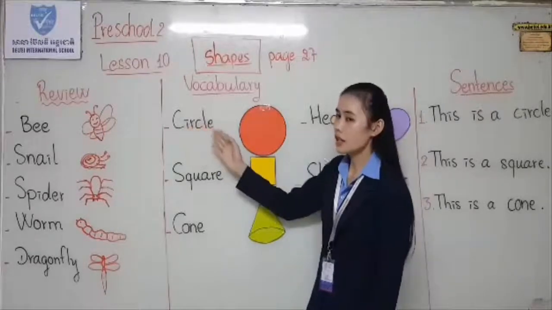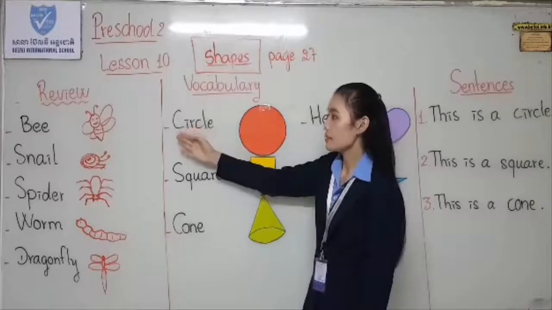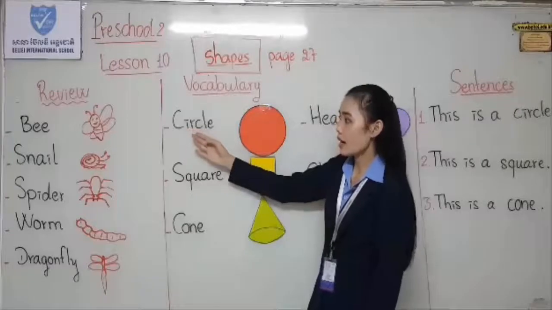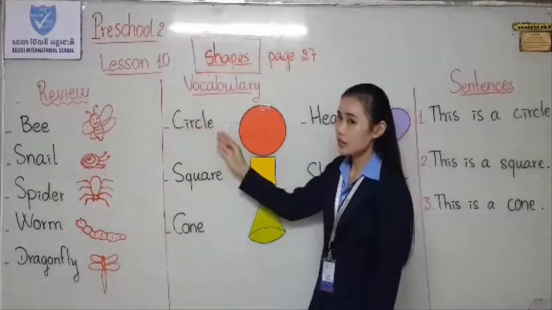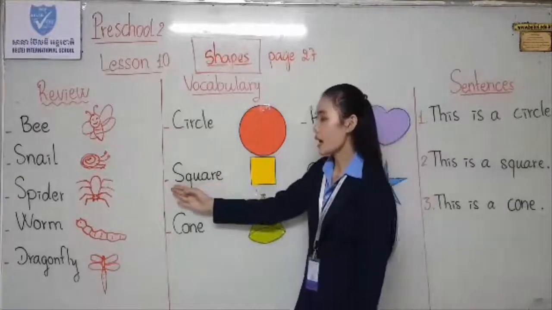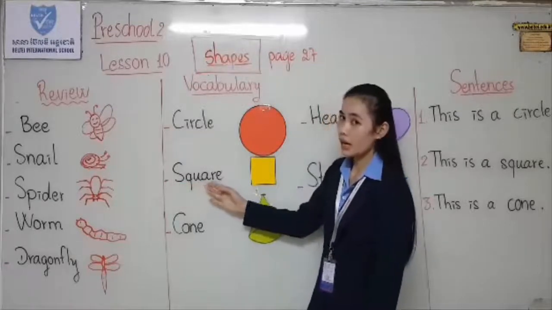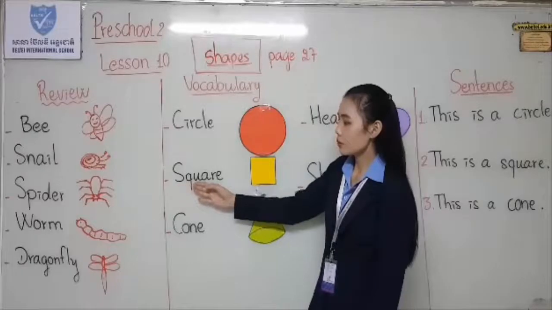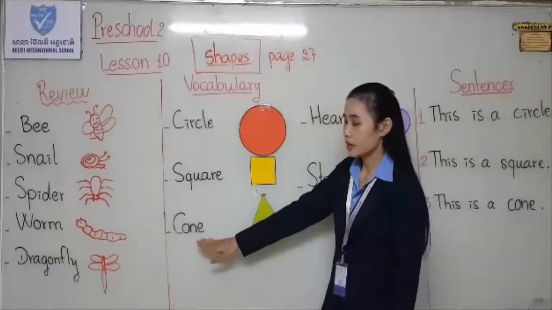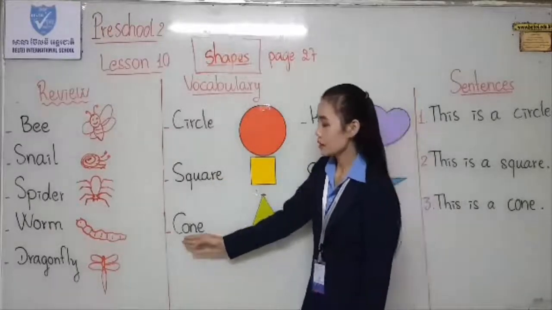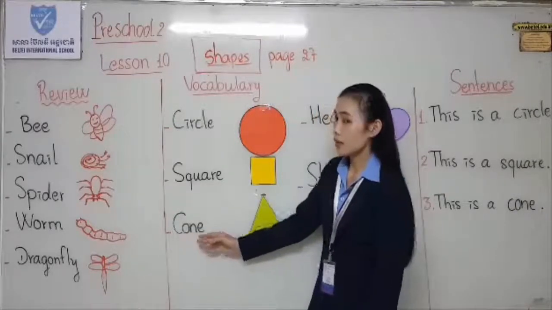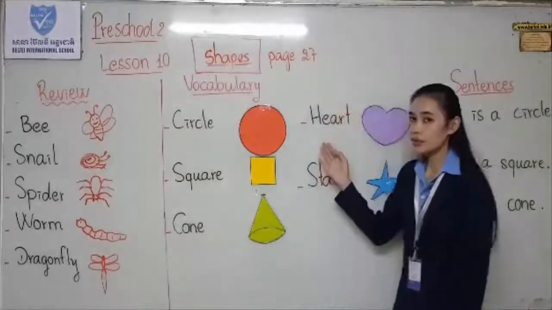Circle, you can spell C-I-R-C-L-E. Square, you can spell S-Q-U-A-R-E. Cone, you can spell C-O-N-E. Move to the next one.